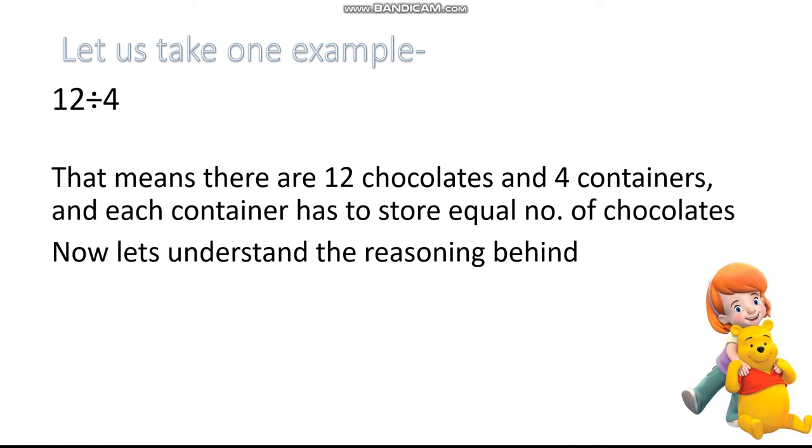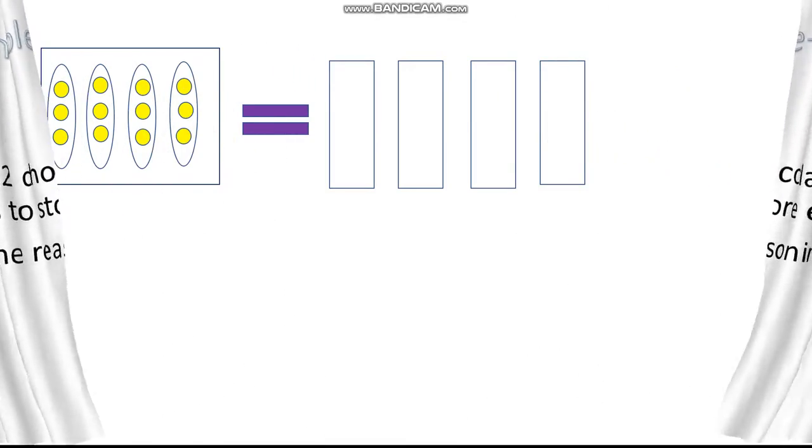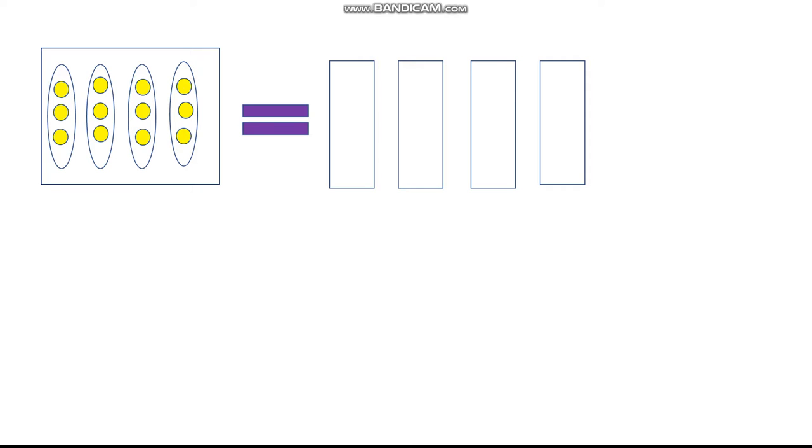taking an example of 12 divided by 4, which means there are 12 candies or chocolates and 4 containers, and each container has to store an equal number of chocolates. Now we have to tell what will be the number each container will contain. So in total we have 12 candies right here. So first let us give each container one candy.